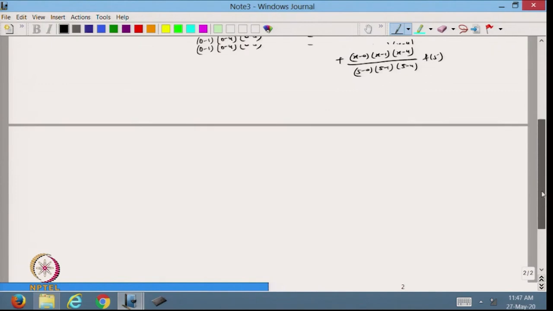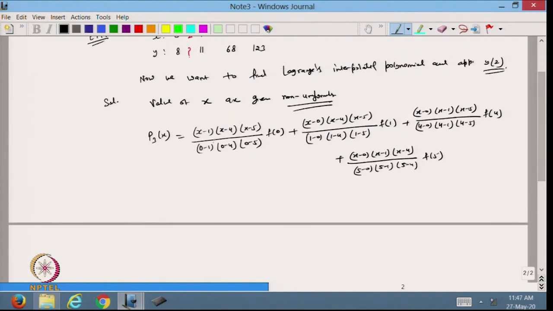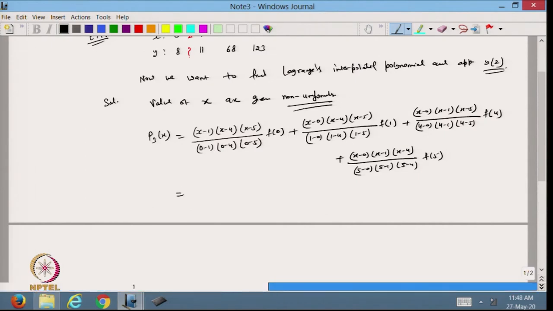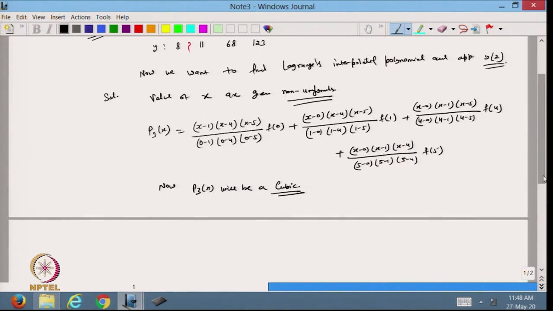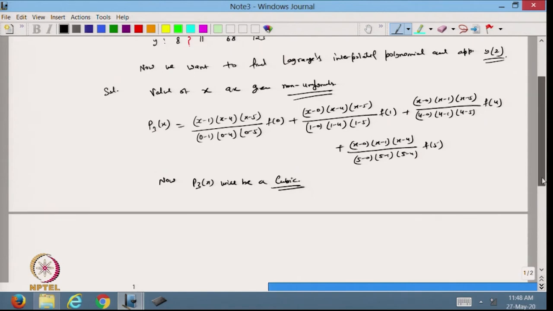Now if I calculate this, I can see that I am going to get a cubic. So P3(x) will be a cubic, and then we have to do the calculation to find the expression. If somebody asks what the expression is, we will calculate all these values and then write it in the form of an expression, that is the cubic.